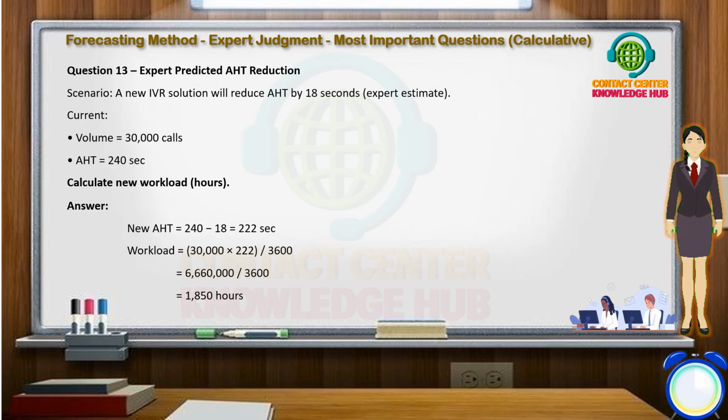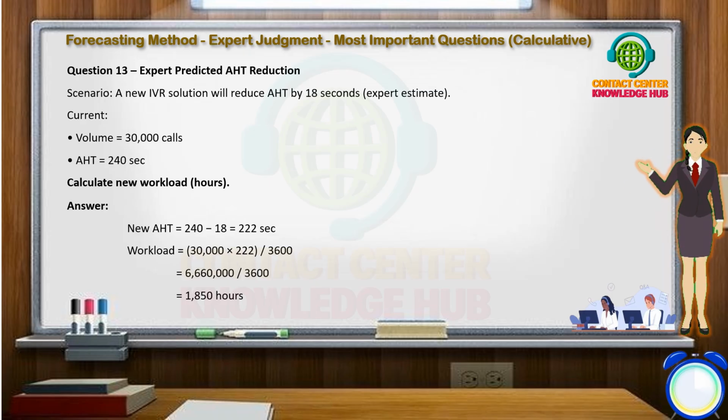6,660,000 divided by 3,600 equals 1,850 hours. So the final answer is expert judgment workload equals 1,850 hours. Quickly compare that to the previous workload for context. Previously, workload was 30,000 times 240 divided by 3,600, which is equal to 2,000 hours. So we moved from 2,000 hours down to 1,850 hours.